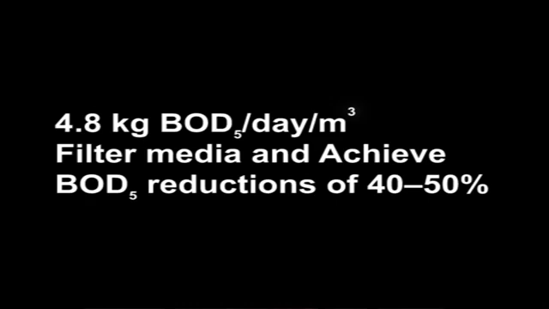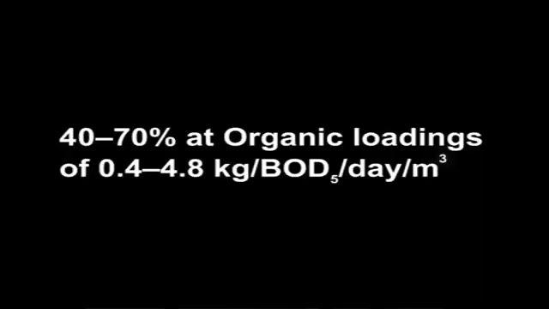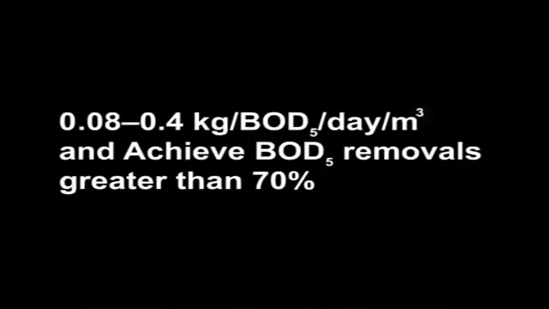In order to achieve optimum operation, several design criteria for trickling filters must be followed. The first one, the roughing filters may be loaded at the rate of 4.8 kg BOD per day per meter cube filter media and achieve BOD reductions of 40 to 50%. High rate filters achieve BOD reduction of 40 to 70% at organic loadings of 4.8 kg BOD per day per meter cube. And the last one being, the standard rate filters are loaded at 0.08 to 0.4 kg BOD per day per meter cube and achieve BOD removal greater than 70%.